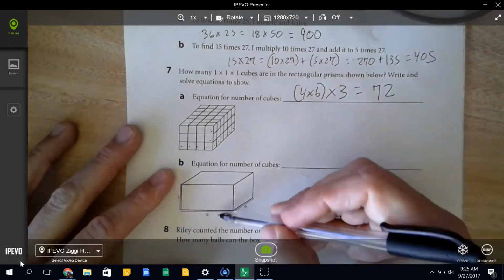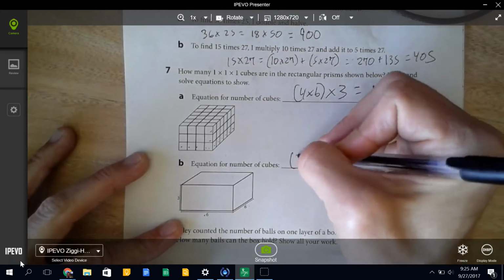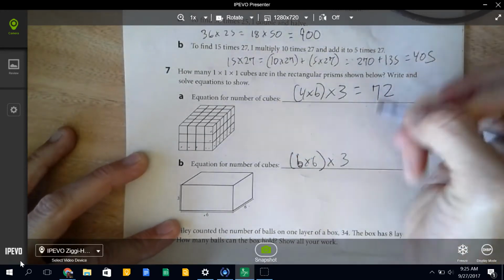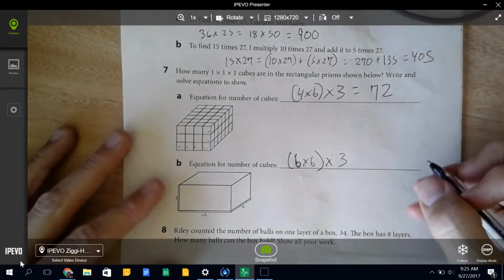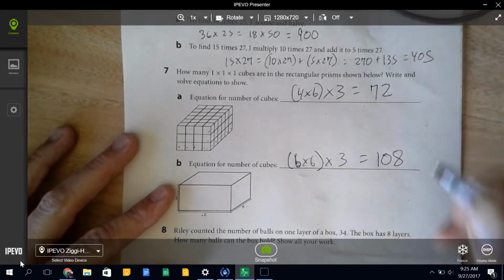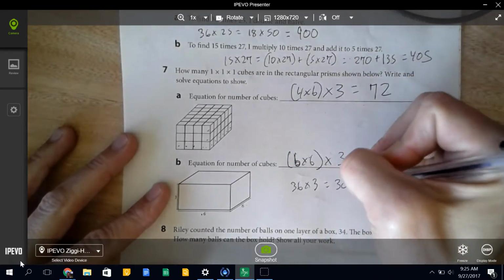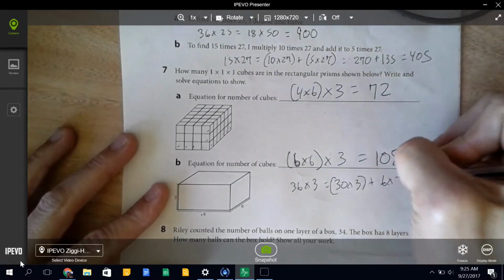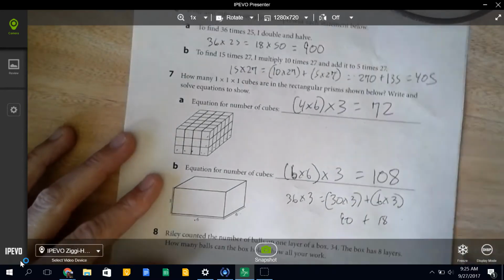And for the equation with numbers, they give us the numbers here, so it's the base, which is length times width. Ooh, that's 6 times 6. And then the height is 3. So that would be 36 times 3, which is what? 30 times 3 is 90, and 6 times 3 is 18, so that's going to be 108. See how I made that easier on myself? 36 times 3 is the same thing as 30 times 3 plus 6 times 3. Which is 90 plus 18, which is 108.